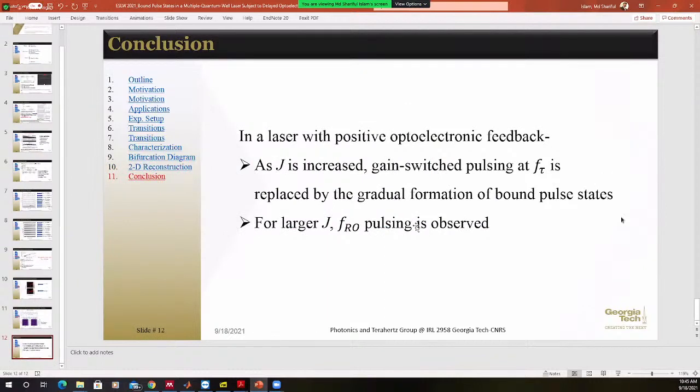So in conclusion, we show two distinct sets of pulsing mechanisms under the same experimental configuration. One is dominated by the external loop delay frequency, and the second is the well-known natural oscillation frequency of the laser. But more interestingly, we show a gradual progression of bound pulse states that mediates the progression between these two mechanisms. This is the end of my presentation.